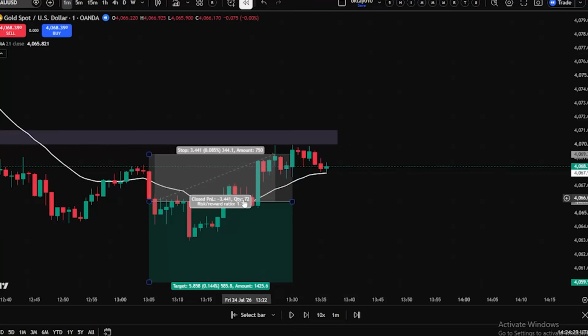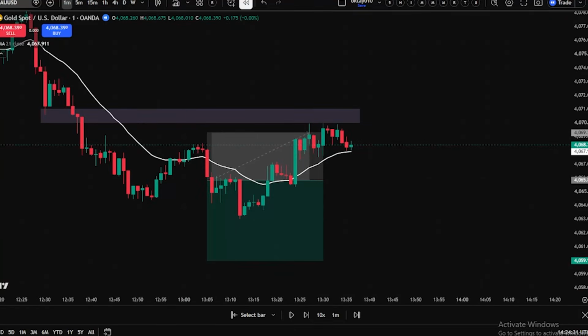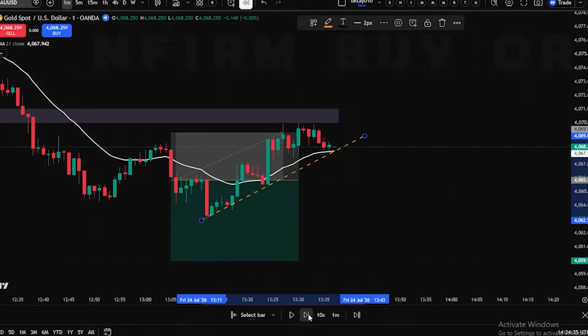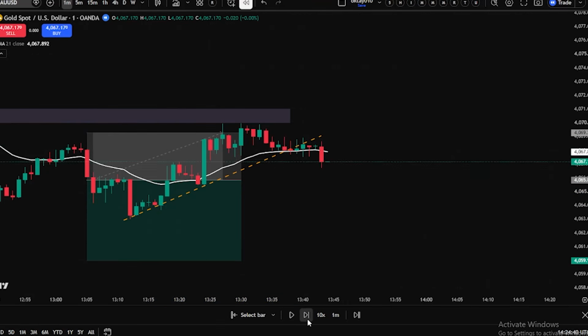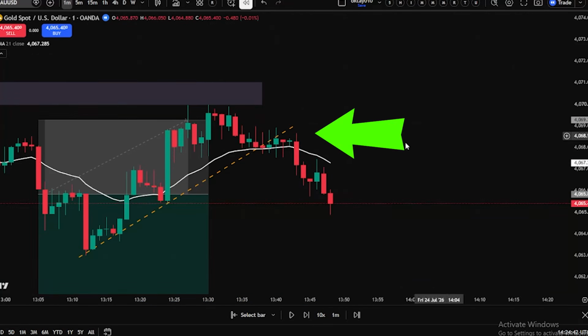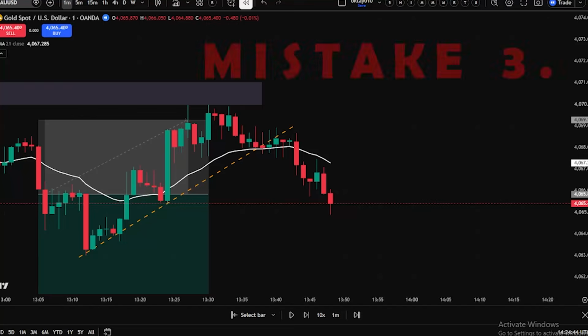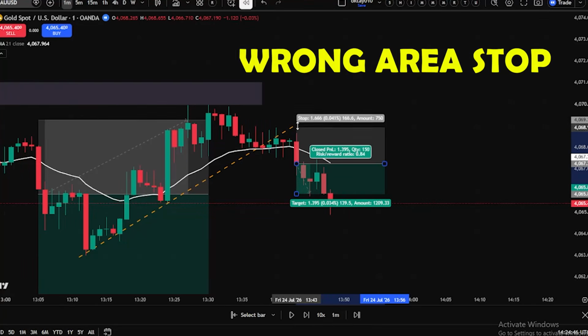For example, a small structure breakdown, a pullback from a significant area, or confirmation of buying and selling pressure. Waiting may cause you to miss some opportunities, but in return, you will stay away from a lot of weak trades. Mistake number 3: placing the stop in the wrong place.